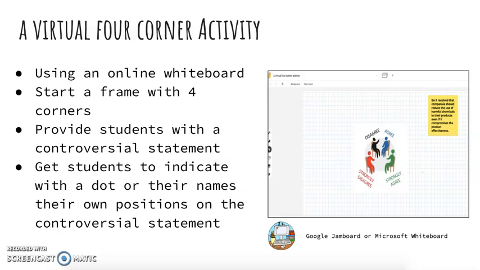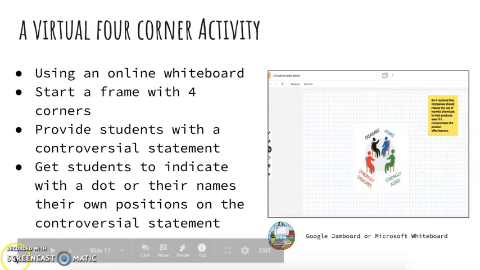Students could then justify their answers in an online forum and be asked to reply to their peers who hold different positions. As an extension activity, the teacher may ask students to summarize their peers' argument from the opposite corner of the virtual four-corner activity.